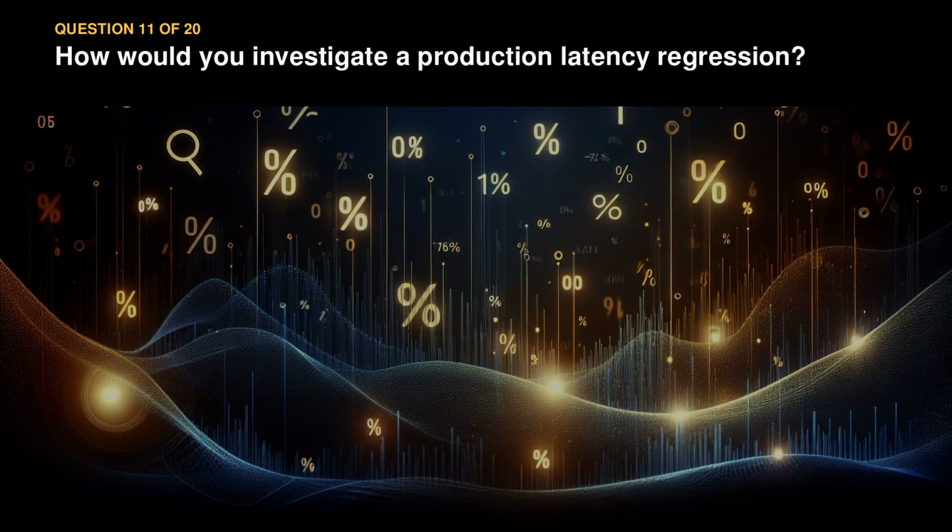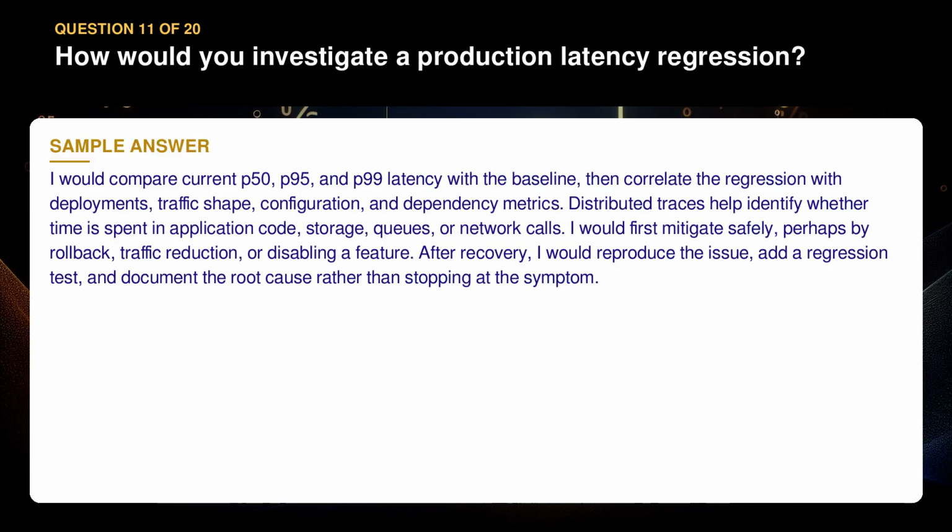Question 11. How would you investigate a production latency regression? I would compare current P50, P95, and P99 latency with the baseline, then correlate the regression with deployments, traffic shape, configuration, and dependency metrics. Distributed traces help identify whether time is spent in application code, storage, queues, or network calls. I would first mitigate safely, perhaps by rollback, traffic reduction, or disabling a feature.